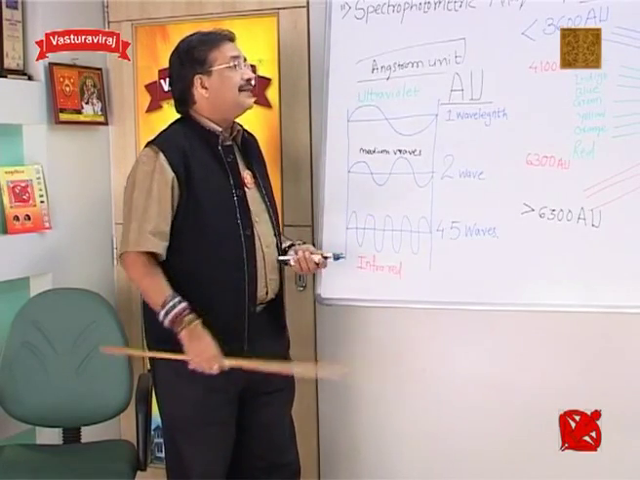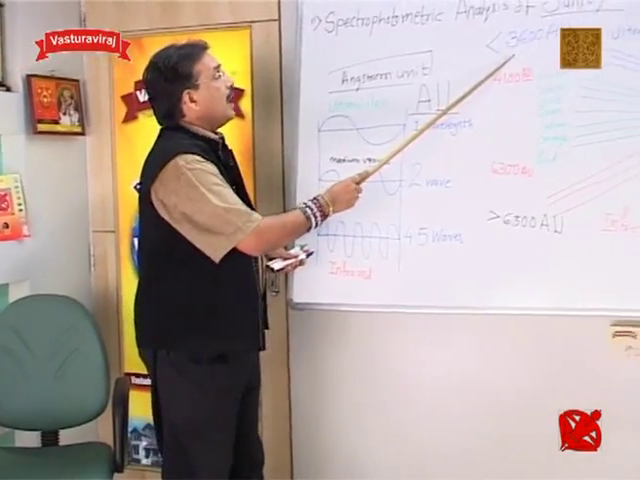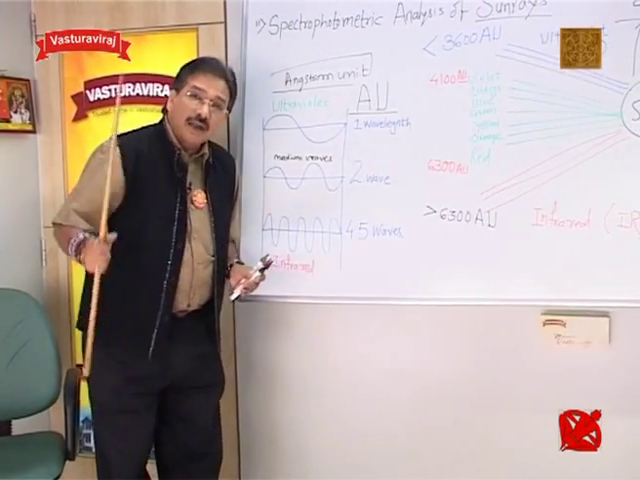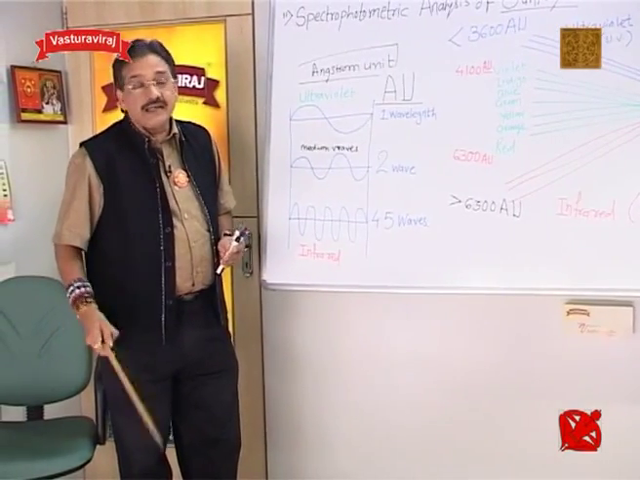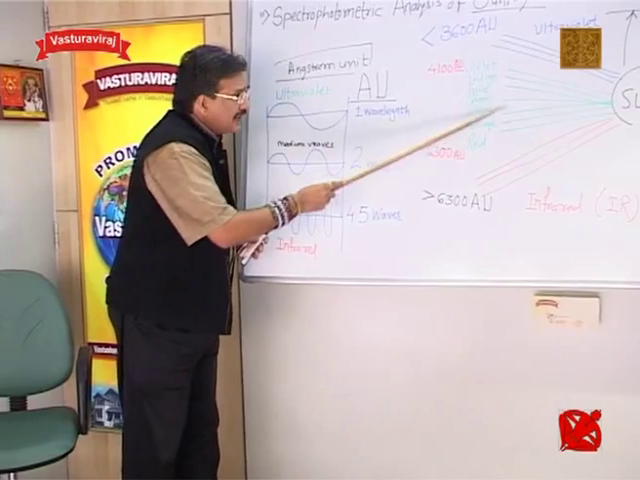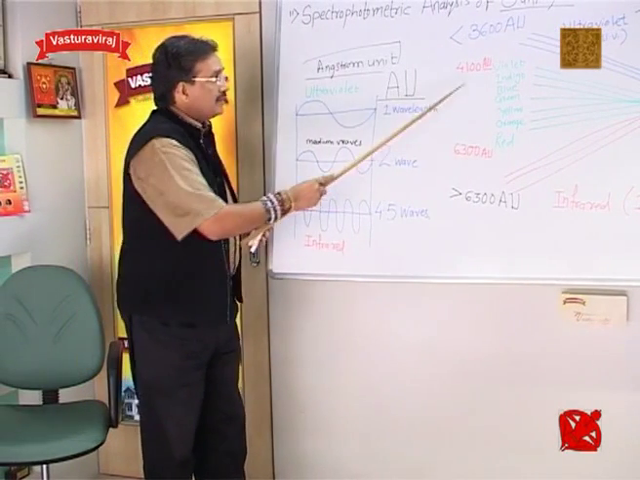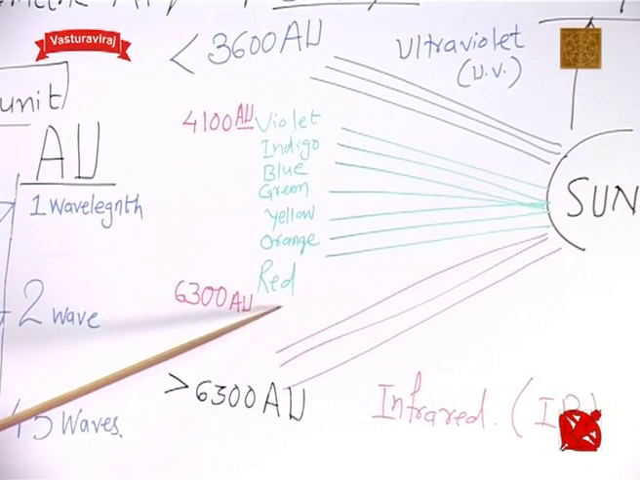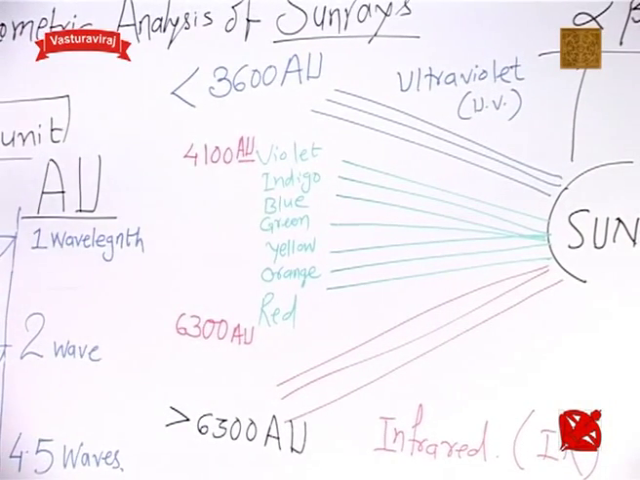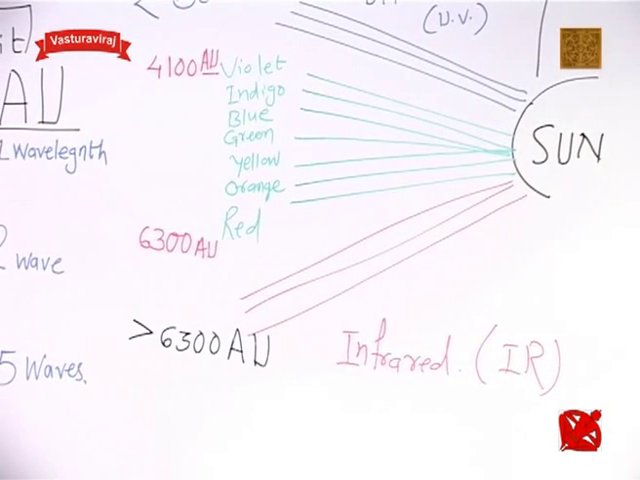Coming to the wavelength size of ultraviolet, all those waves we get from sun rays whose wavelength is around or less than 3600 angstrom units are ultraviolet rays. In other words, the wavelength size of ultraviolet rays is slightly below 3600 angstrom units. Whereas the wavelength size of violet color is 4100 angstrom units, and it goes on changing, and ultimately the wavelength size of red color is 6300 angstrom units. But the wavelength size of infrared is more than 6300 angstrom units.